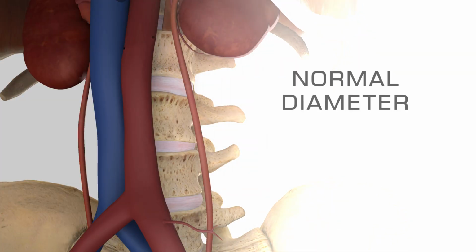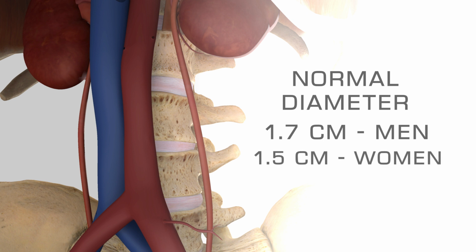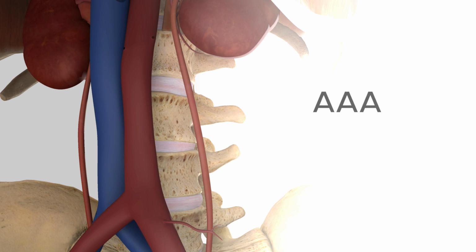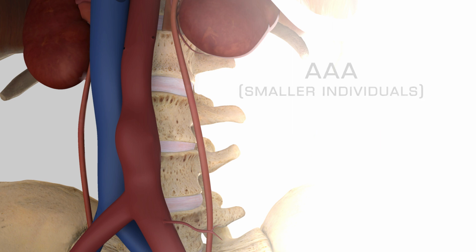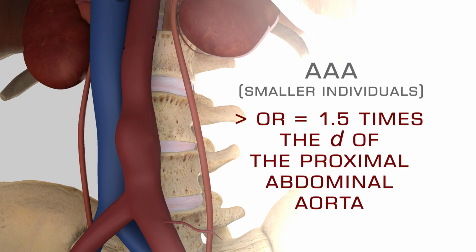The normal infrarenal diameter of the abdominal aorta is approximately 1.7 centimeters in men and 1.5 centimeters in women 50 years or older. Abdominal aortic aneurysm, or AAA, is a dilatation of the abdominal aorta to a diameter of 3 centimeters or more. In small-statured individuals, an abdominal aortic aneurysm is a dilatation that measures greater than 1.5 times the normal diameter of the proximal abdominal aorta.